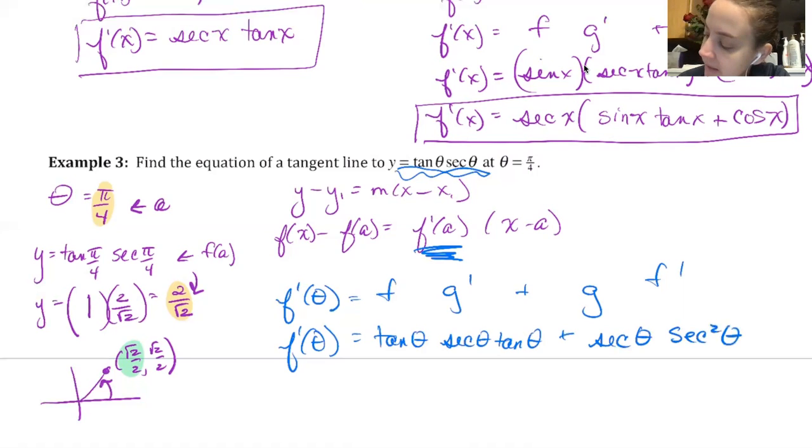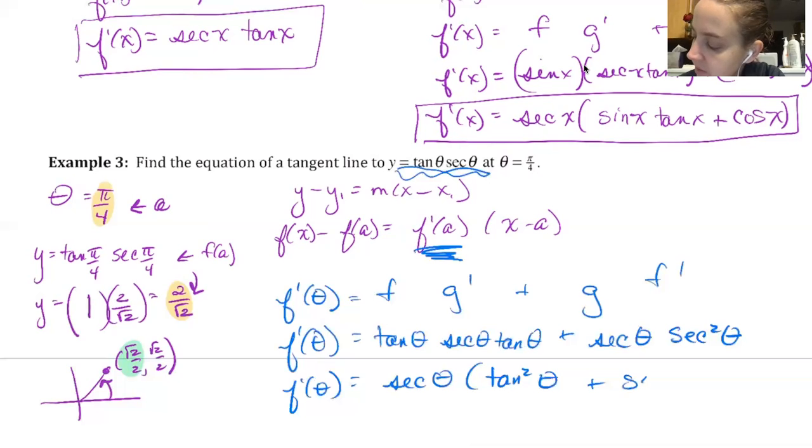Okay, now that's the derivative. I technically don't have to simplify anything with that, but I want to make my life a little bit easier. I see that everybody has a secant, so I'm going to factor a secant to the front. And then I've got a tangent squared theta plus a secant squared theta. Just makes my life a little bit easier.